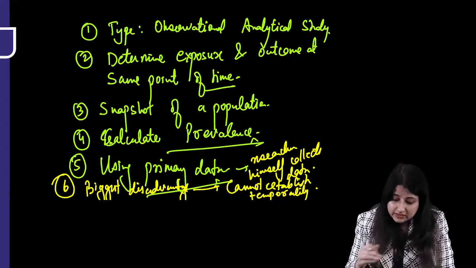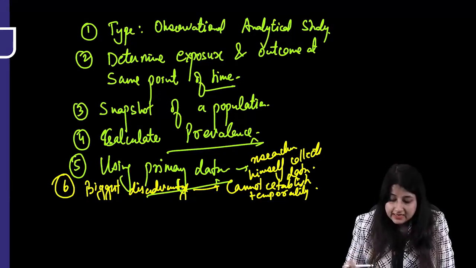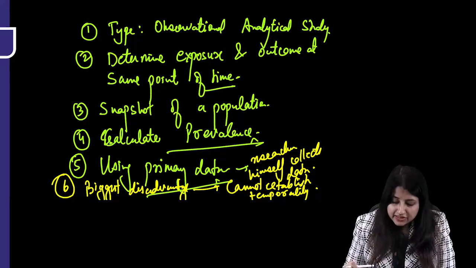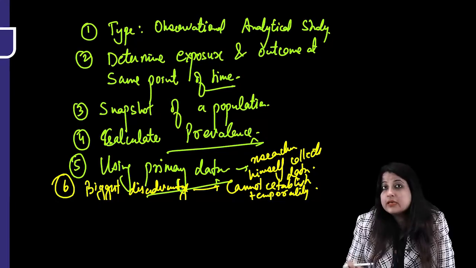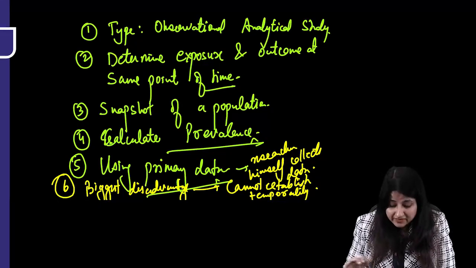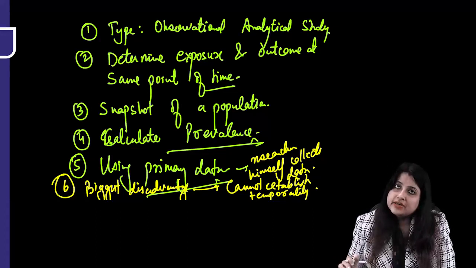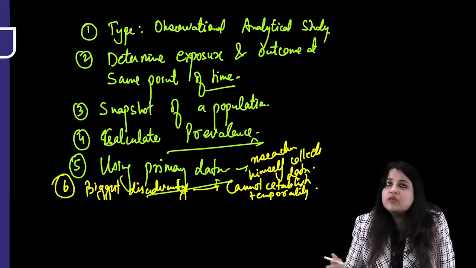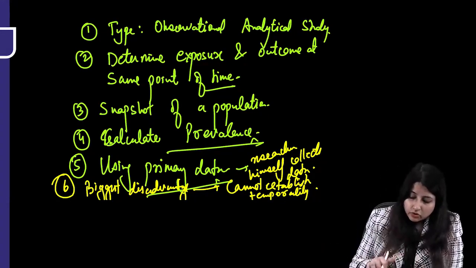Anything can come from it. It is calculating the prevalence. It is determining exposure and outcome at the same point of time using primary data, calculates prevalence but cannot establish temporality. There was no arrow, no forward, no backwards. Okay? So look over here.